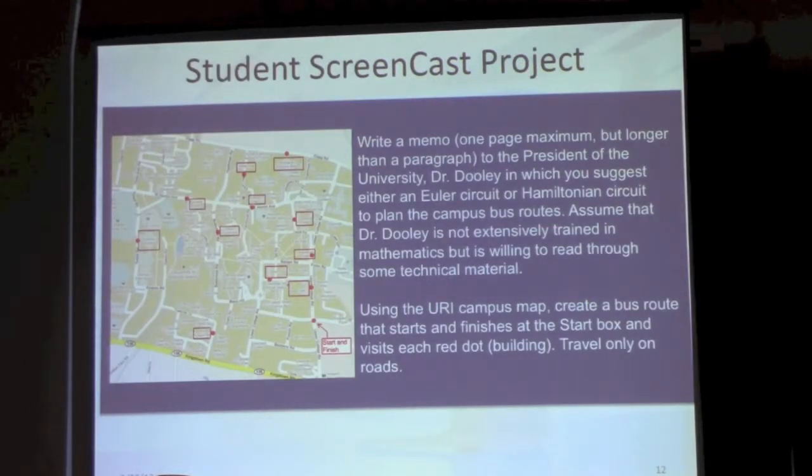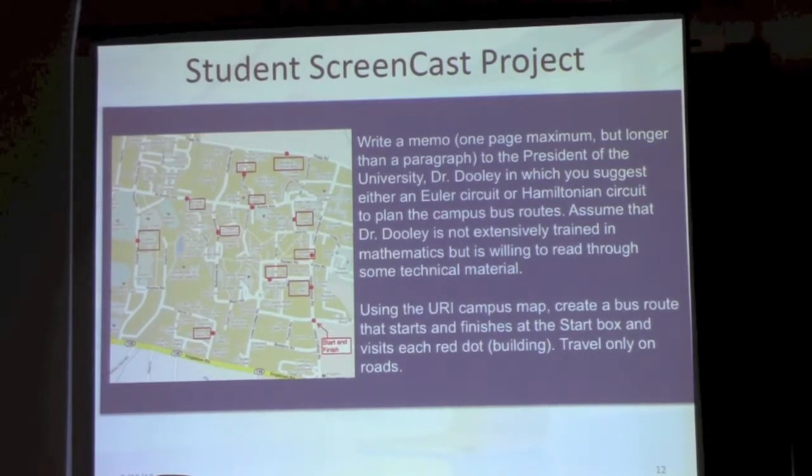So I changed this. This is a different one. I had students write a one-page memo. This is the campus map, doing Euler circuits or Hamiltonian. You're tracing a bus route, going around and dropping people off and coming back to where you start. Find the most efficient route. This is something we talk about in class.